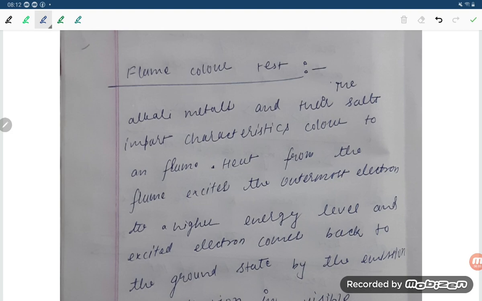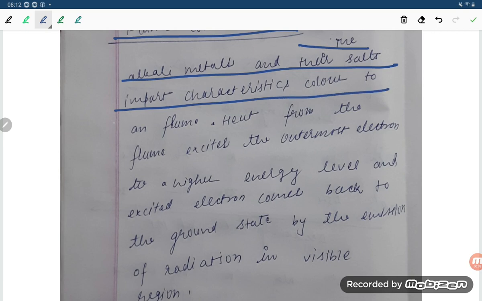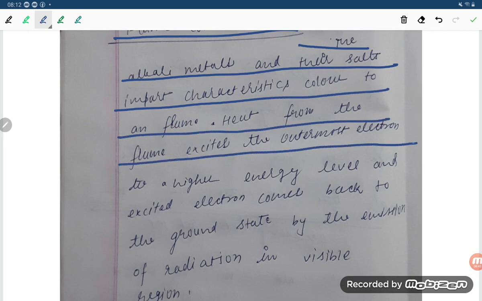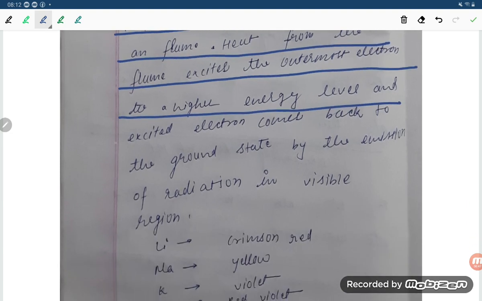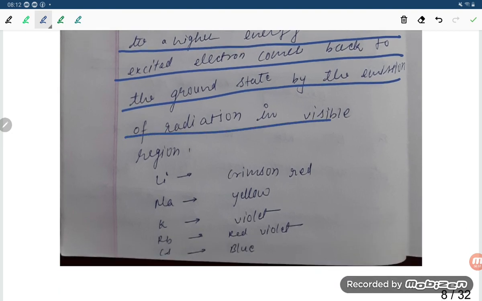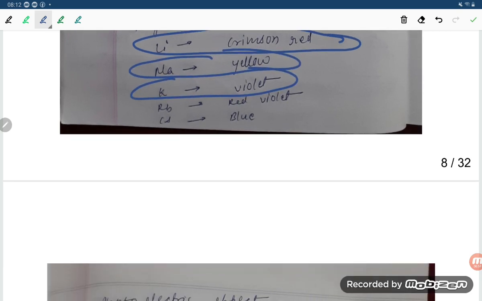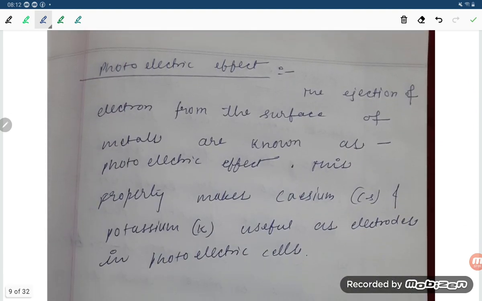Okay, next point is the flame test. The alkali metals and their salts impart characteristic color to the flame. Heat from the flame excites the outer electron to a higher energy level, and the excited electron comes back to the ground state by emission of radiation. So lithium is crimson red, sodium is yellow, potassium is violet, rubidium is red violet, and cesium is blue.